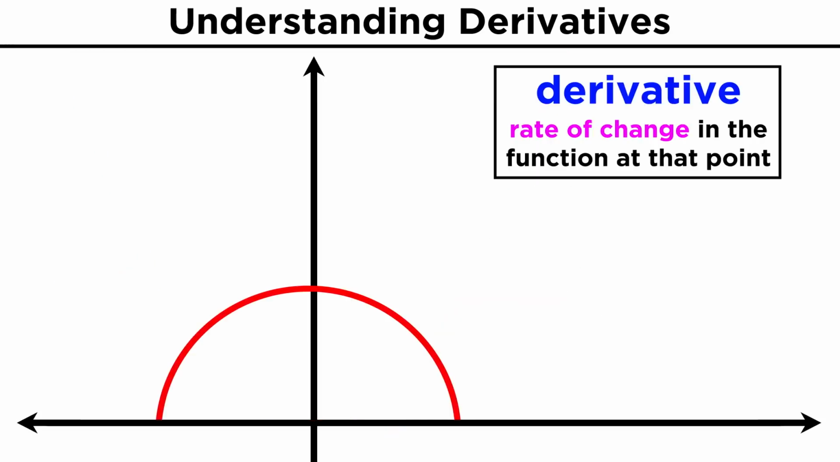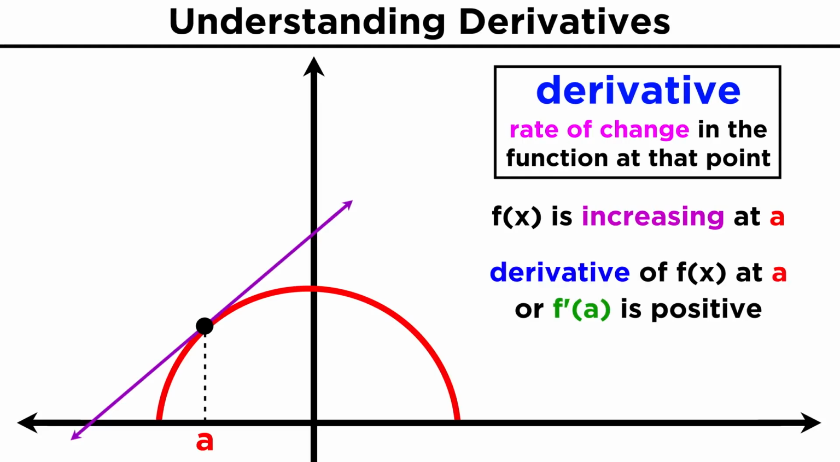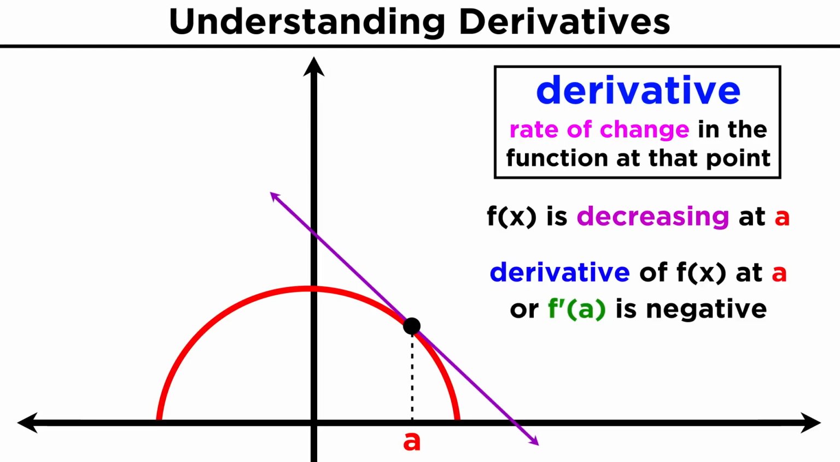The derivative of a function tells us about the rate of change in that function at a particular input value. If a function is increasing at a particular point, its derivative is positive at that point, which is just a fancy way of saying that the slope of its tangent line is positive at that point. If a function is decreasing at a particular point, its derivative is negative at that point, and the slope of its tangent line will be negative.